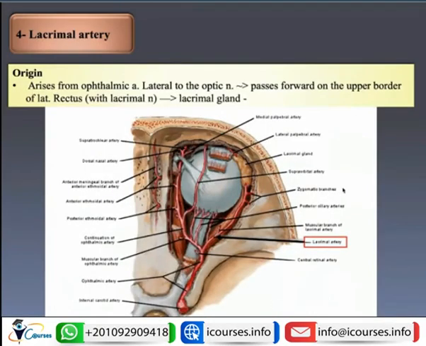The fourth branch of the ophthalmic artery is the lacrimal artery. From its name, it arises from the ophthalmic artery as it passes lateral to the optic nerve, because it needs to go to the lacrimal gland. So it will supply the lacrimal gland, and it will pass over the superior border of the lateral rectus until it reaches the lacrimal gland.